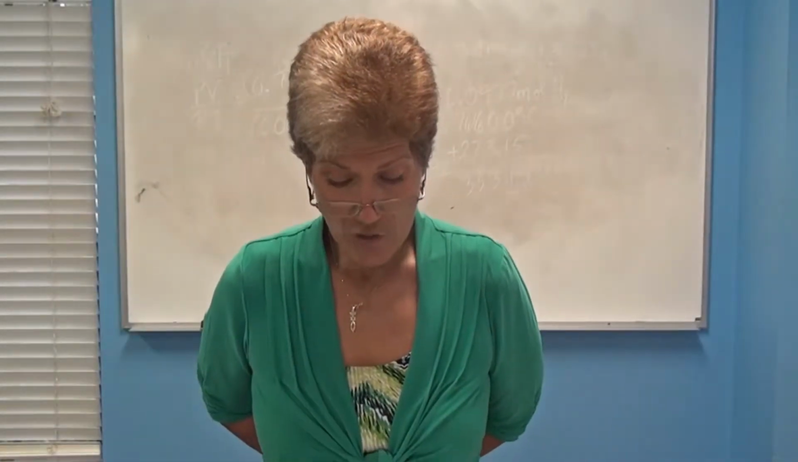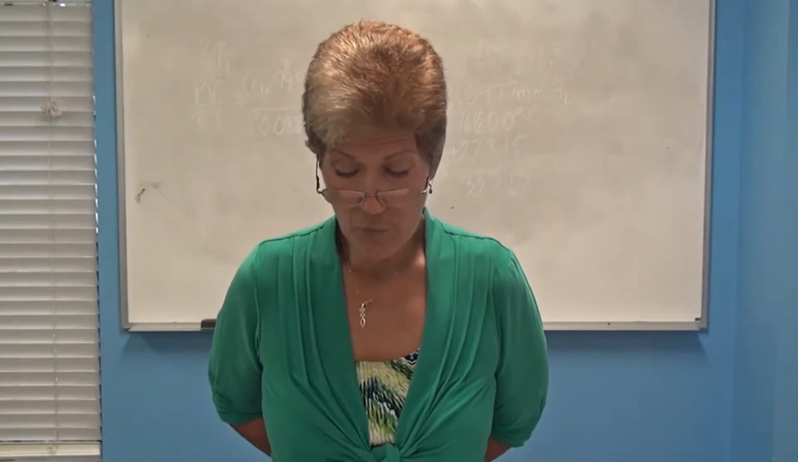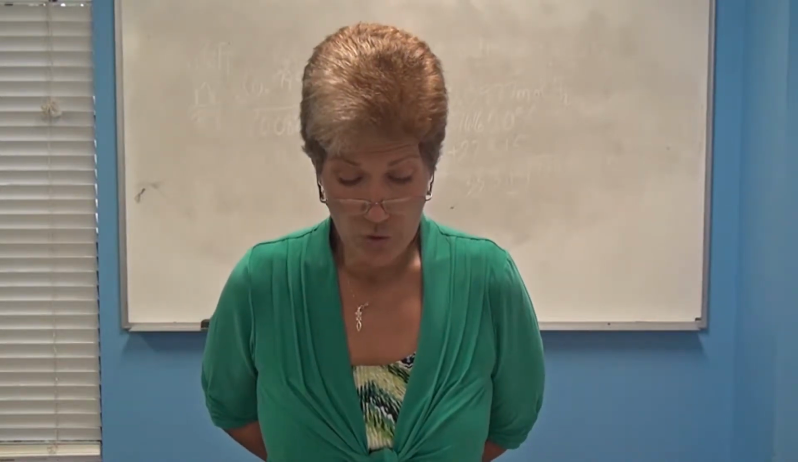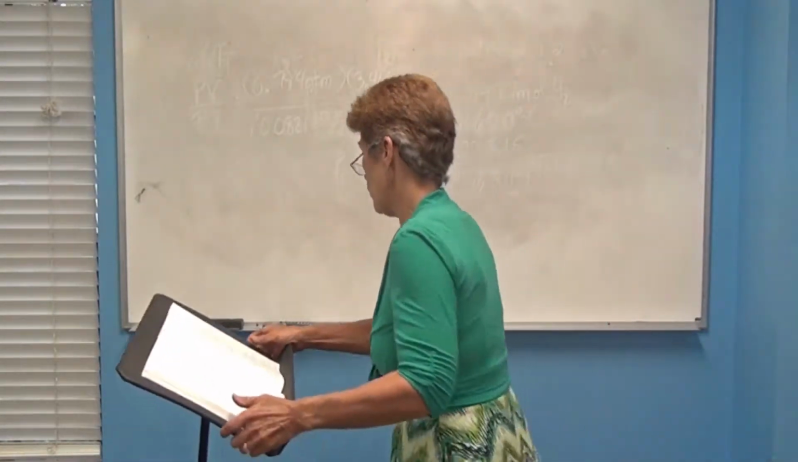Number 4, which of the following temperature scales are absolute? That would be Kelvin. Number 5, a gas starts out with a volume of 516 mils at a pressure of 345 torr. If the volume decreases to 213 mils, but the temperature doesn't change, what is the new pressure?